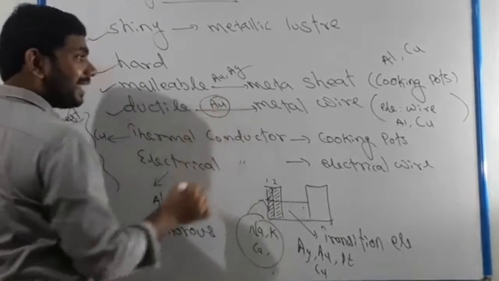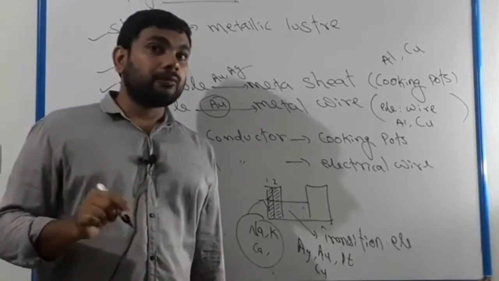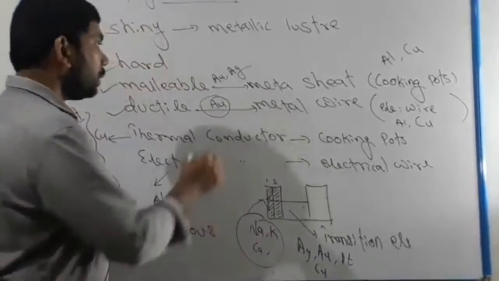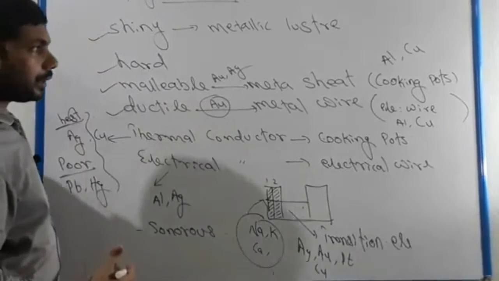Gold is highly ductile. Which metal is most ductile? Which metal shows the most ductile property? Gold. Gold shows the most ductile property.